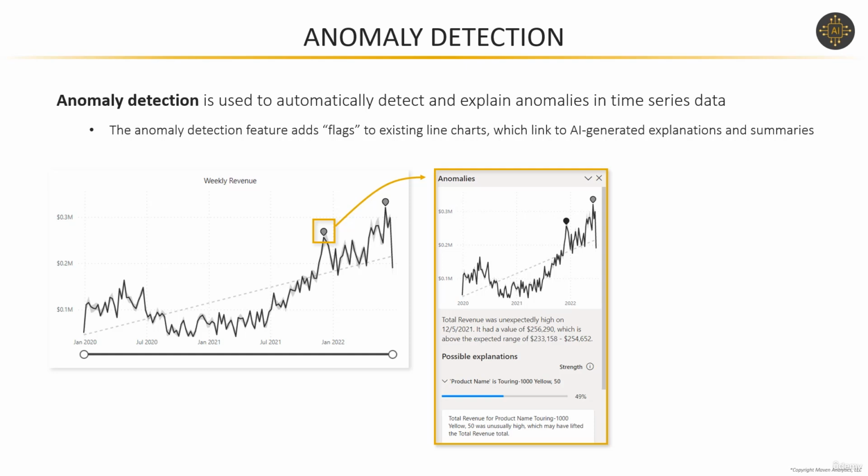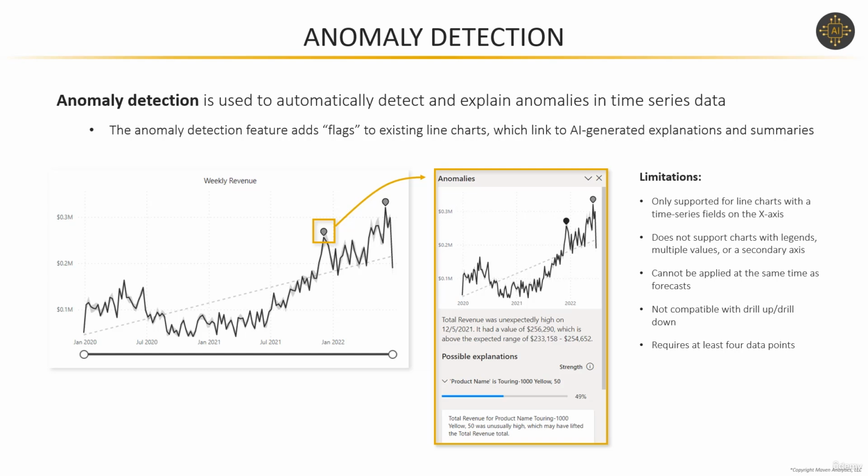Now, before we jump into our demo, I want to talk about a few limitations of anomaly detection. For one, it's currently only supported for line charts with time series fields on the x-axis. It doesn't support charts with legends, multiple values, or secondary axes. It can't be applied with other types of visual features like forecasts. It's not compatible with drill up or drill down functionality, and you need at least 4 data points in your time series in order for this to be available.